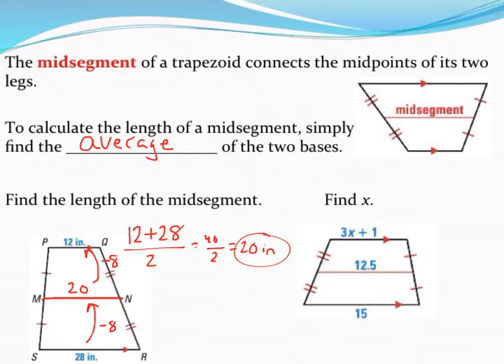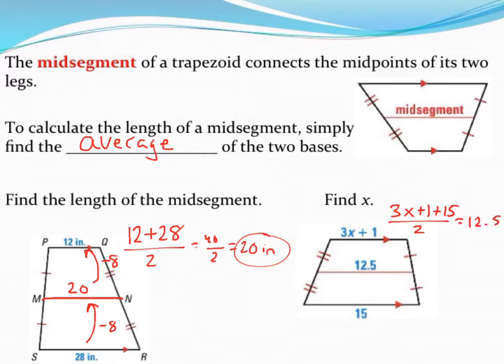Let's try this one on the right where we're dealing with an algebraic equation, although we're going to use the same kind of thinking. This time I want to find x, and 12.5 is given to me as the midsegment. So our formula, our thinking was, let's add up the bases. So 3x plus 1 is one of my bases. I'm going to add that to my other base, which is 15, and then we'll have to take half of that because I want to find the average of the two bases, and then that should be equal to the midsegment, which this time was given to us as 12.5.